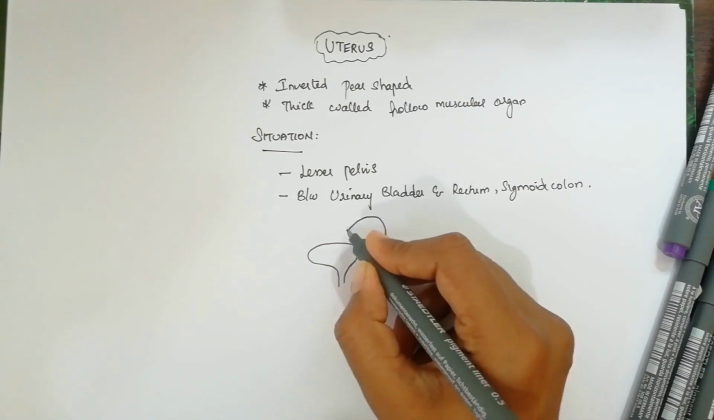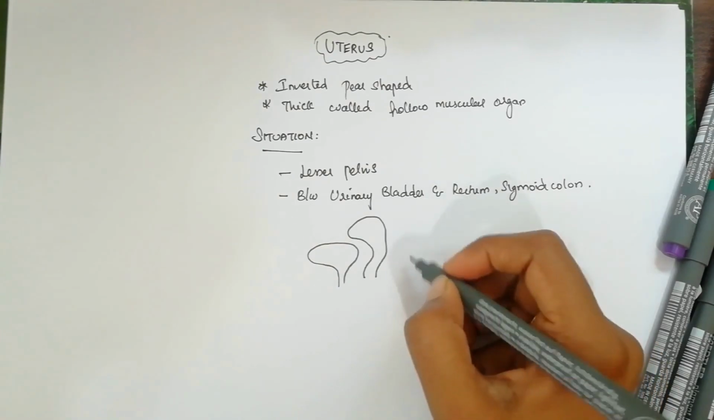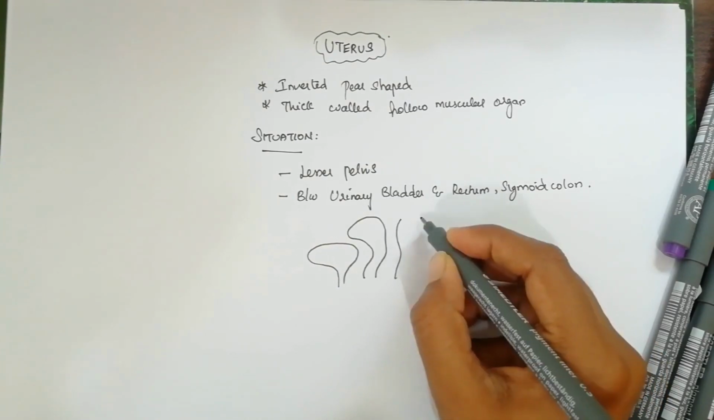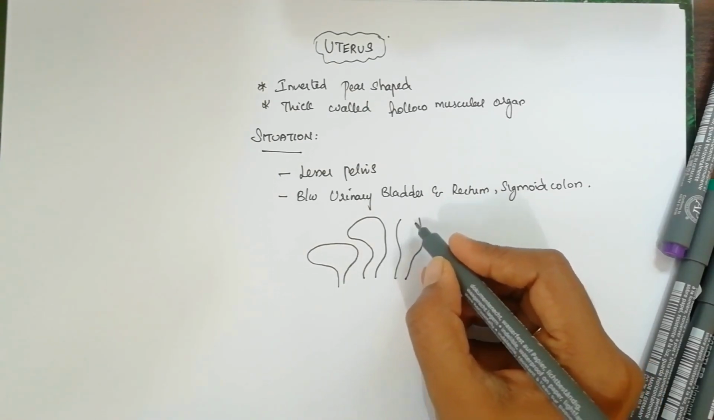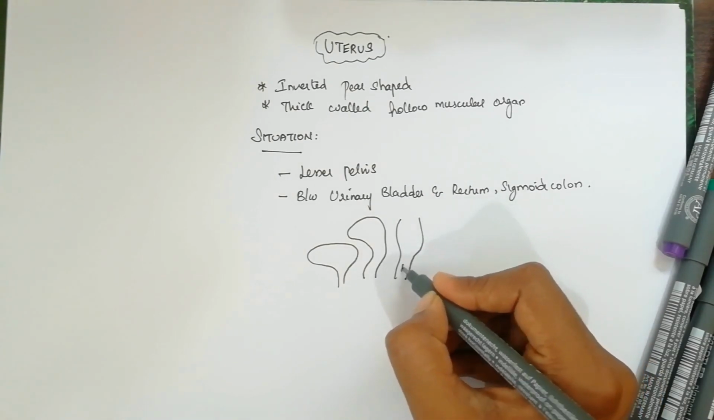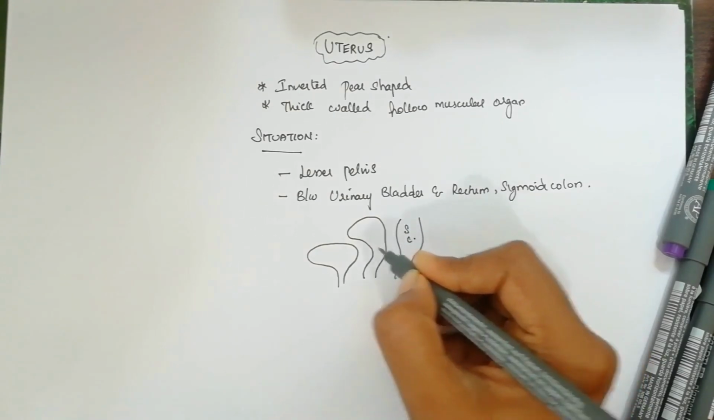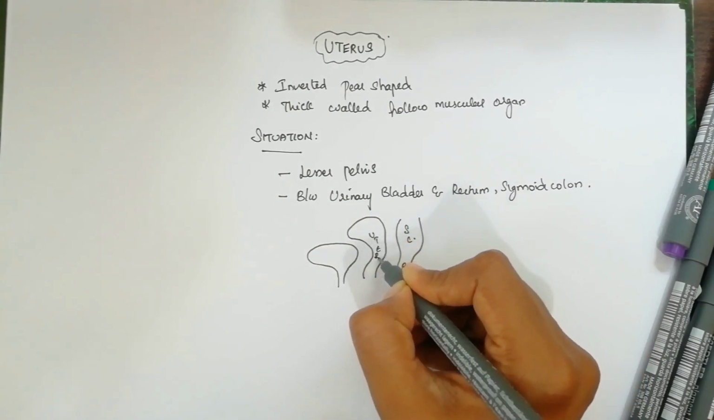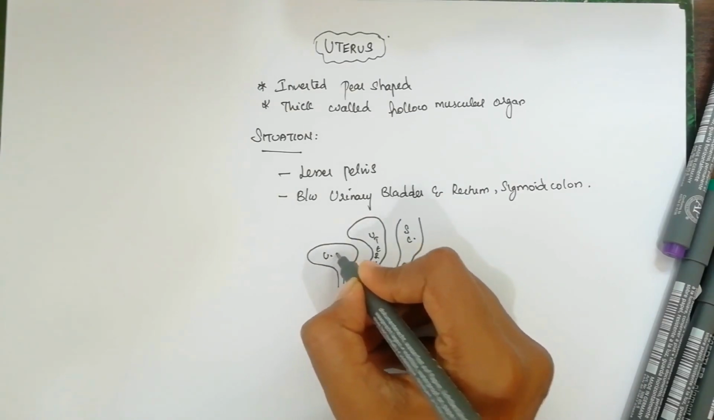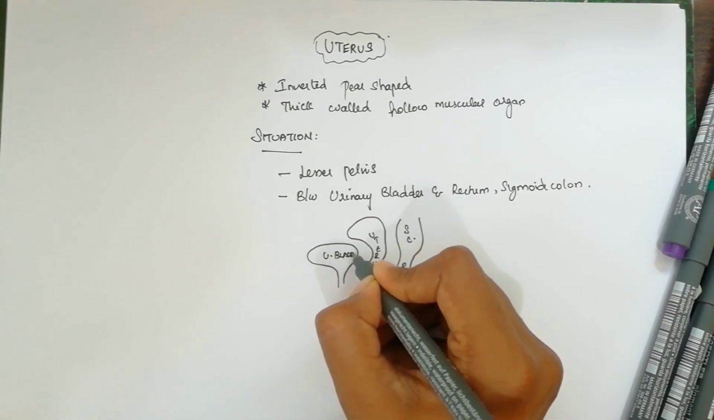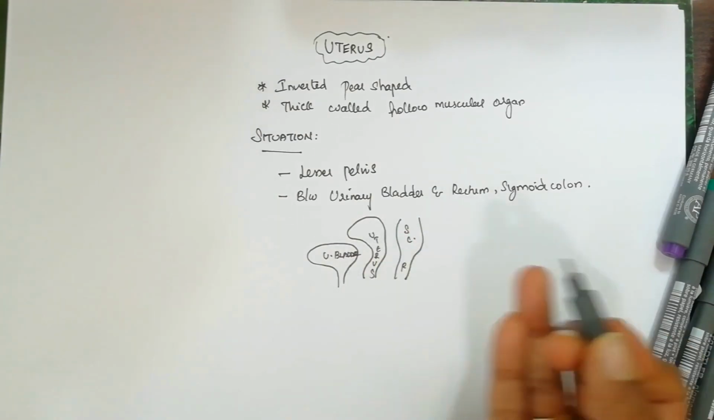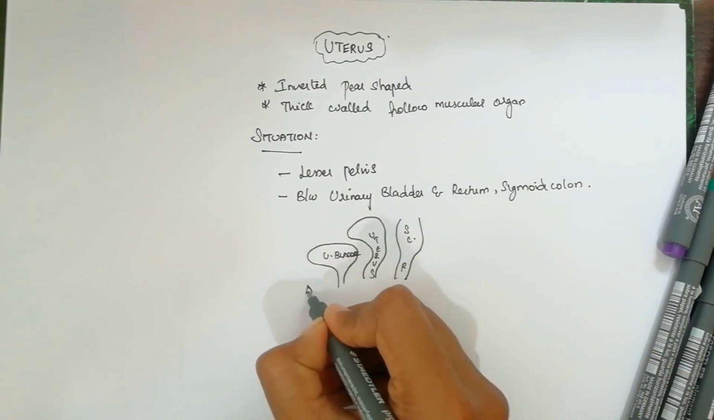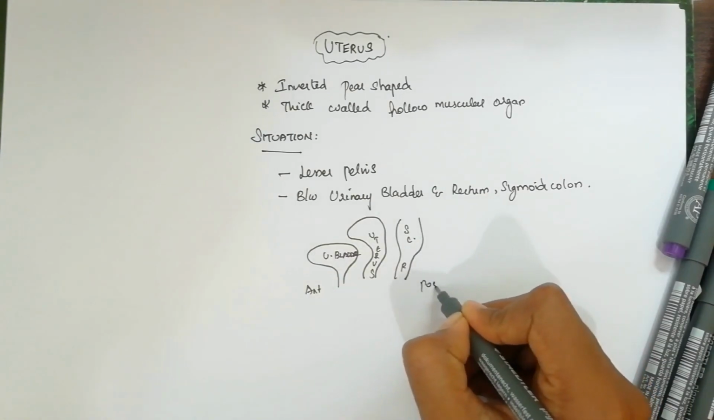So this is the uterus, which is anteverted, and then we have our rectum and anal canal, rectum and sigmoid colon. The sigmoid colon continues as the rectum. This is the sigmoid colon, this is the uterus which we are going to deal with now, and this is the urinary bladder. So this is how the situation of the uterus will be seen in the sagittal section. This is the anterior part and this is the posterior part.